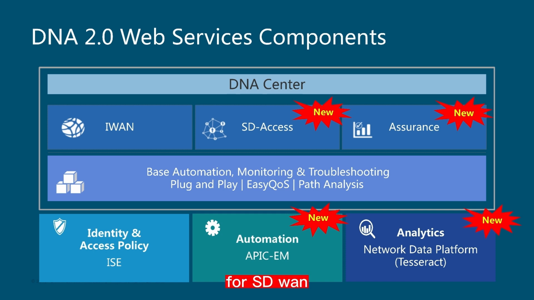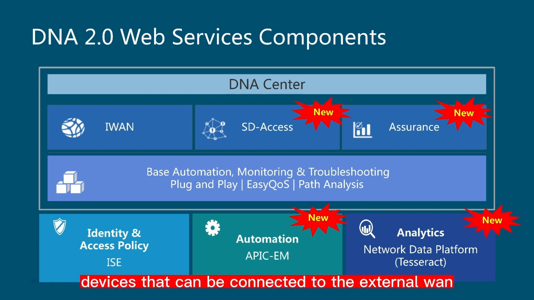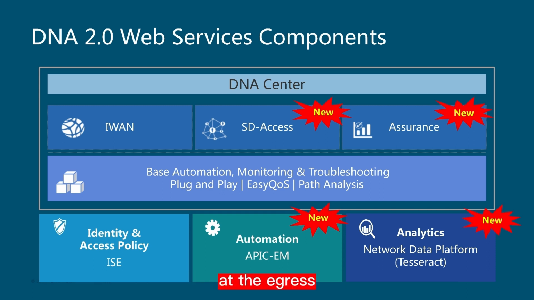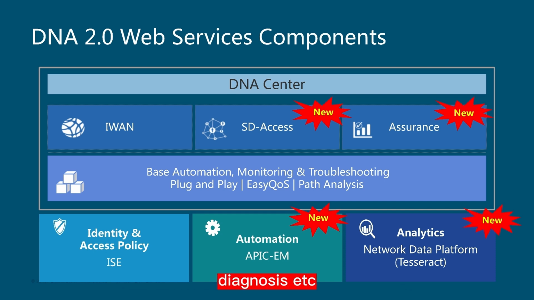Secondly, SD-WAN is more for some debugging of export devices, devices that can be connected to the external WAN at the egress. Implement some intelligent traffic load, real-time switchover for some failures, diagnosis, etc. It can do better support for both SD-WAN and SD access.